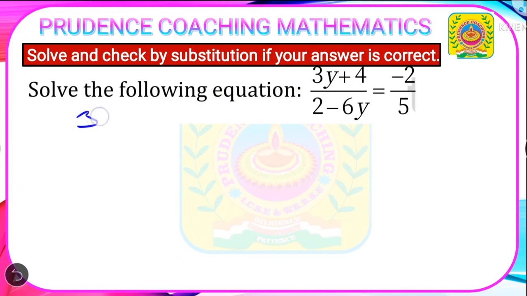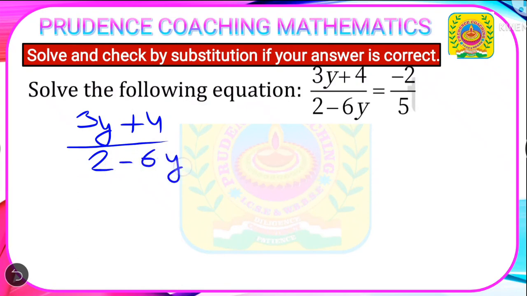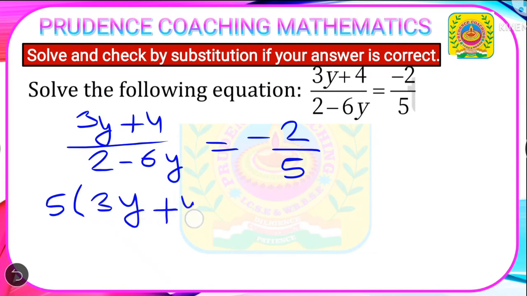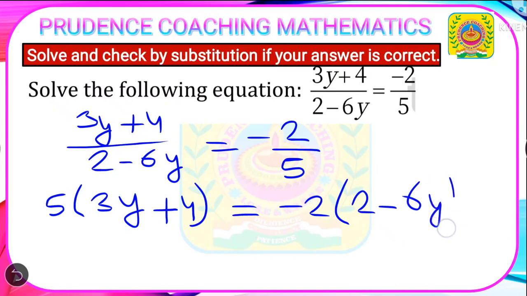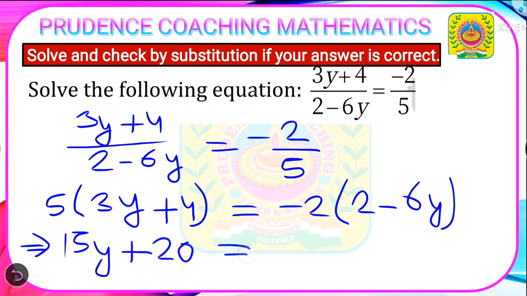(3y plus 4) by (2 minus 6y) equals minus 2 by 5. So here you need to cross multiply. So here you will get 5 into (3y plus 4), and on that side you will get minus 2 into (2 minus 6y). Further you will solve, you will get 5 into 3y, that is 15y. 5 into 4 you will get 20 equals minus 2 into 2, that is minus 4. This minus and this minus will be multiplied and get plus. 2 into 6 will be 12y.